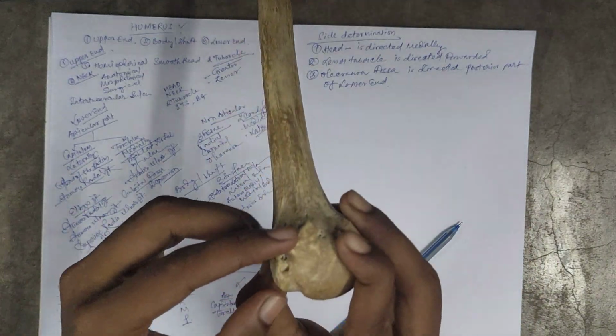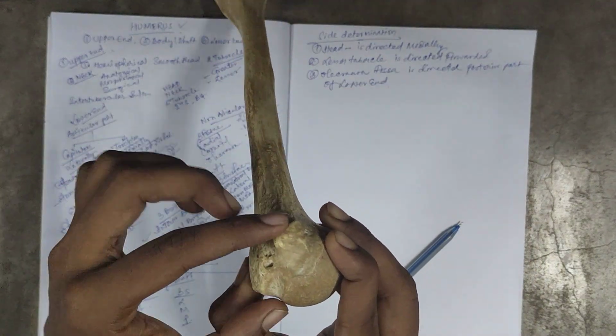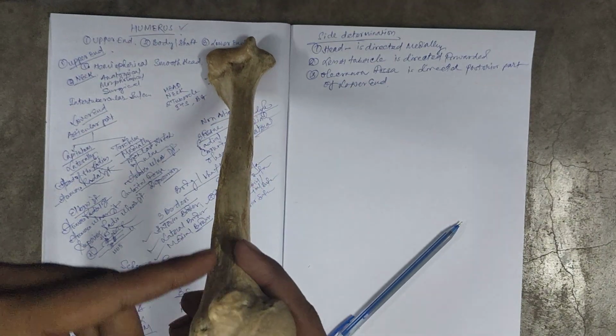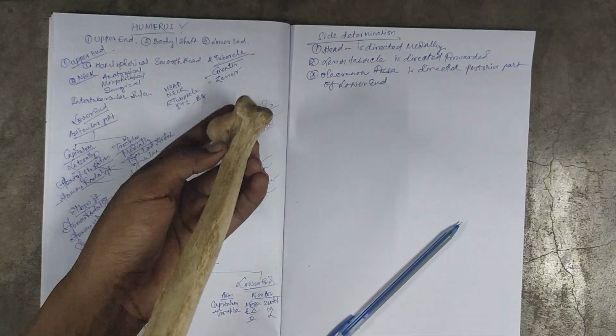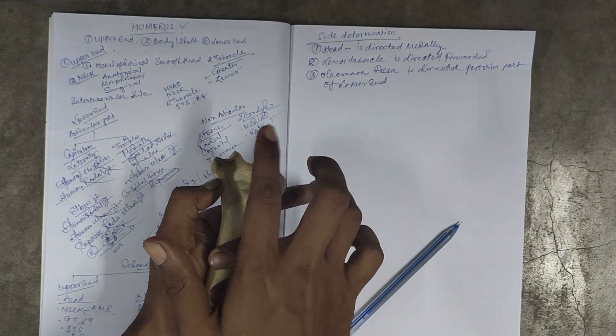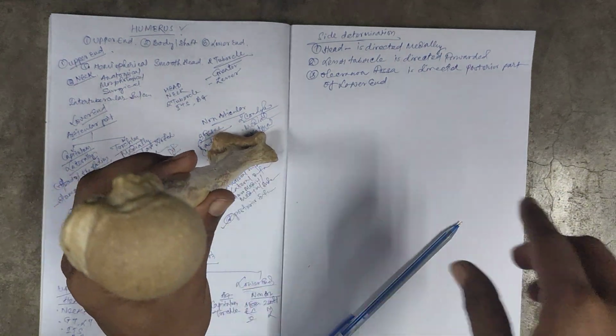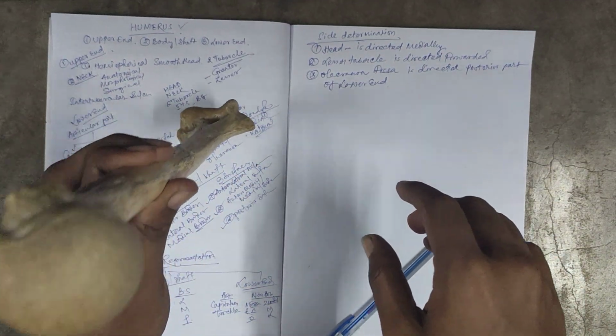You can see the lesser tubercle is directed forward, as it is in the medial position, it is always directed forward. And the olecranon fossa, you can see behind, is directed to the posterior part of the lower end. So this is the position, and this is happening in the left hand.